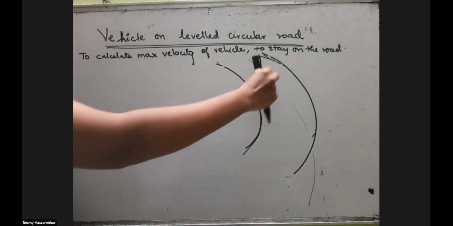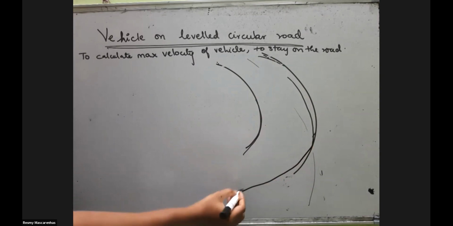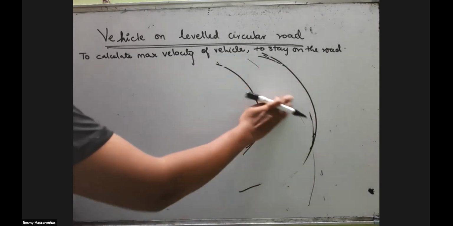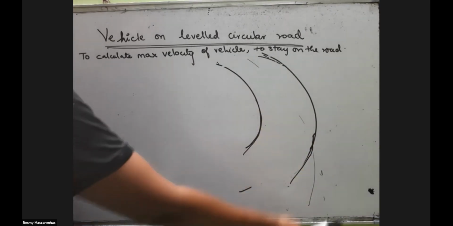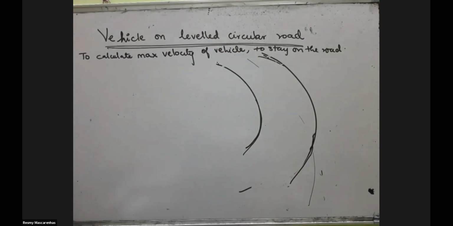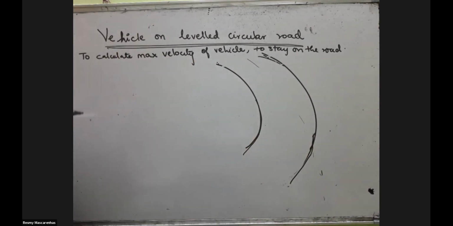So you have to maintain maximum velocity in such a way that even if you reach the edge, at least you can stay on the road. But if your speed increases beyond a certain limit, your vehicle will not stay on the road, it will go out of the turn and fall at the side. So how much should the velocity be? We have to derive it. This derivation is to calculate the maximum velocity for the vehicle so that it remains on the road and does not fall out of the road.